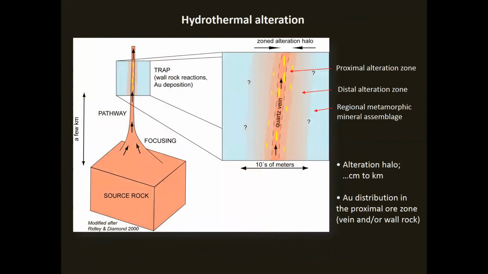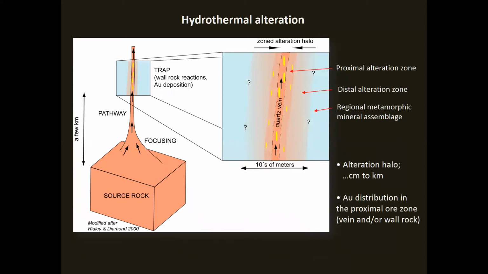In this fluid, when the mineralization has precipitated in this, let's say chemical trap, then we will have hydrothermal alteration around this quartz vein, for instance. The proximal alteration will be the quartz vein, and then we have a faint or vague distal alteration zone, which progresses into the regional metamorphic mineral assemblage. And that borderline isn't very clear most of the time.